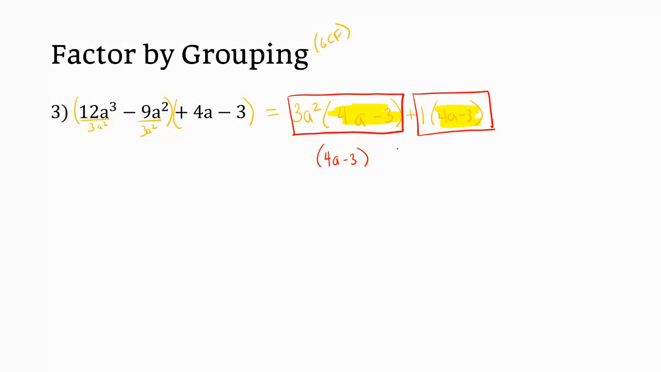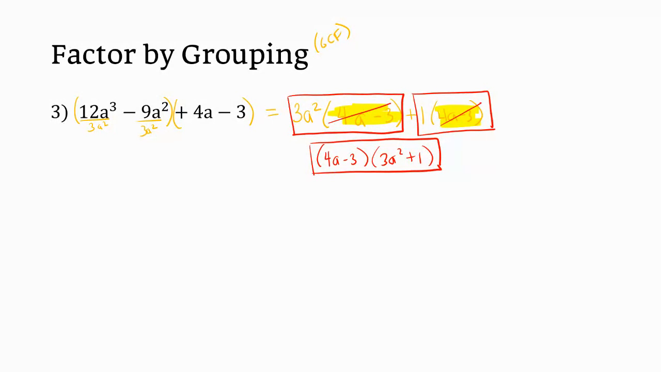Like, we want to express them in a way that they have a common factor. When you factor out 4a minus 3, or divide them both by 4a minus 3, I can then ignore this, and I'm left with 3a squared plus 1. That's why you want them to be the same, so that you can finish factoring. If they're not the same, you can't factor anymore. Like, you're done. There's nothing to factor out.